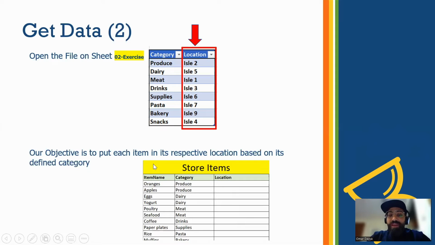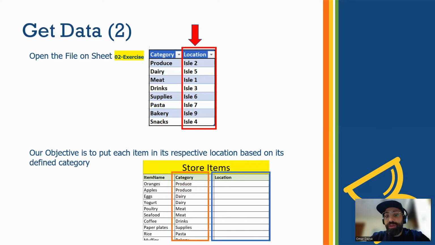So the data that we have in hand in sheet number 2 is made up of items and categories, and our objective is to map these items into their corresponding aisles. Apparently we have in common the category column, which is there in the master sheet mapping aisles and in our items sheet. So our objective is to fill the location column based on the category column.